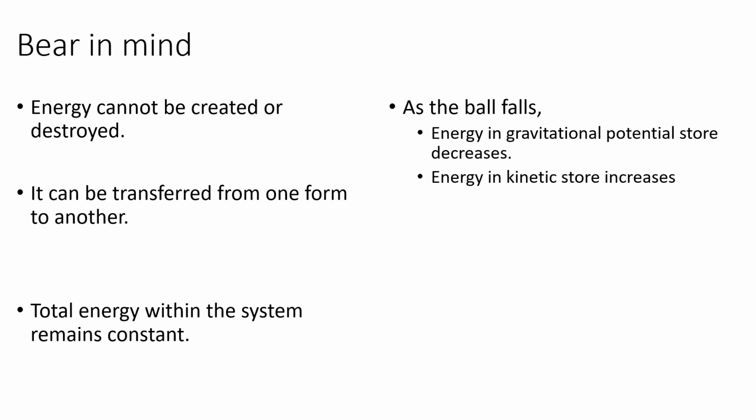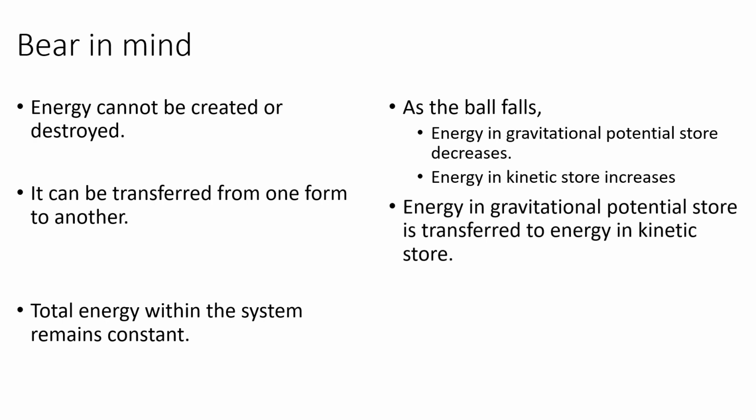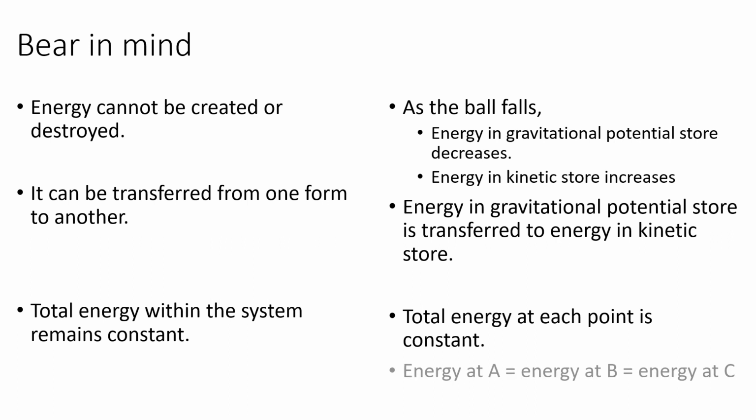That means that during the fall, the energy in the gravitational potential store is transferred to energy in the kinetic store. Total energy at every point is the sum of energy in the gravitational potential store and energy in the kinetic store. According to the principle of conservation of energy, the total energy at every point must be constant. So the total energy at A is equal to the total energy at B, and the total energy at B is equal to the total energy at C, therefore the total energy at A is equal to the total energy at C. Use this concept to form equations to solve problems.